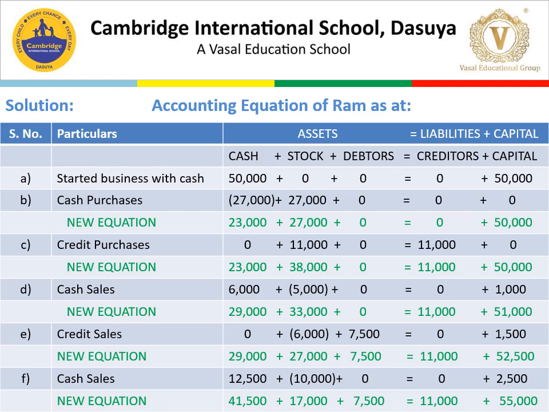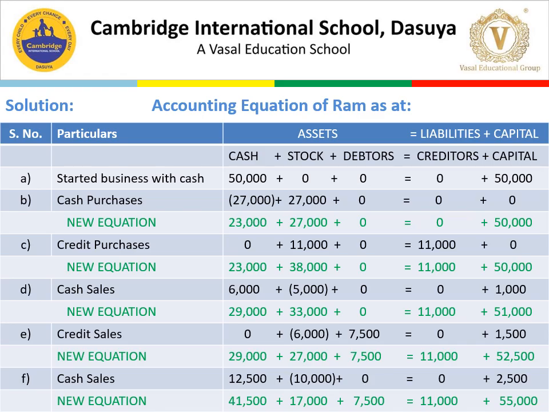creditors column. So the final equation would be cash remains the same at 23,000, but there is an increase in stock of rupees 11,000, that is the new stock will be 38,000, and creditors 11,000, and capital remains the same at 50,000. The total of asset and liability sides comes to 61,000.